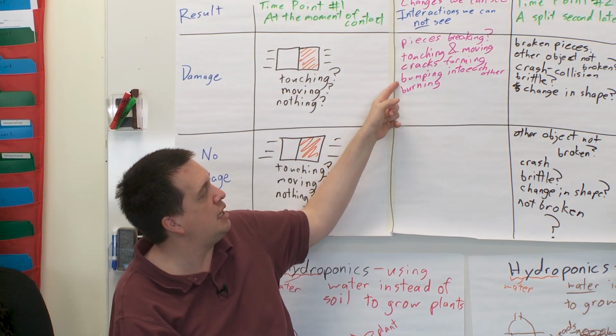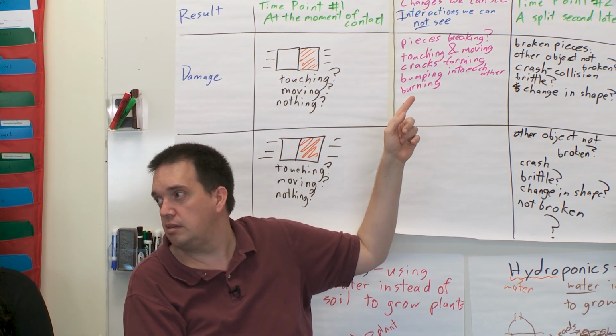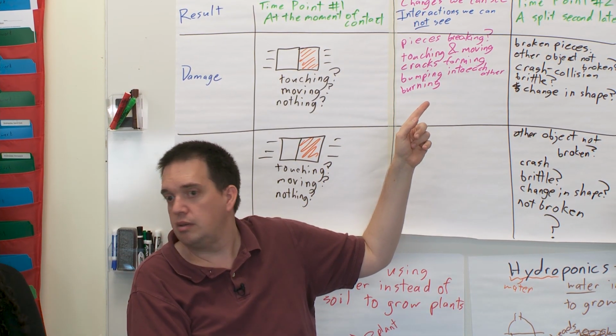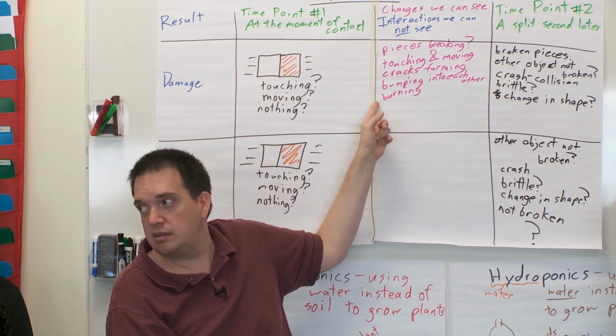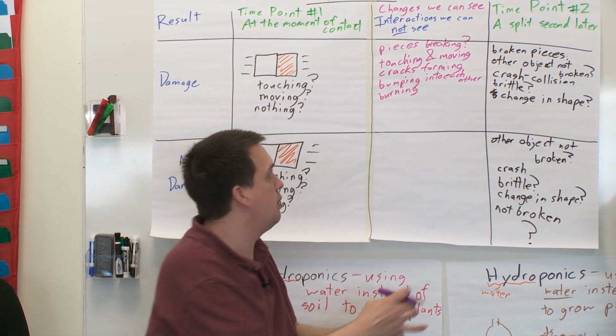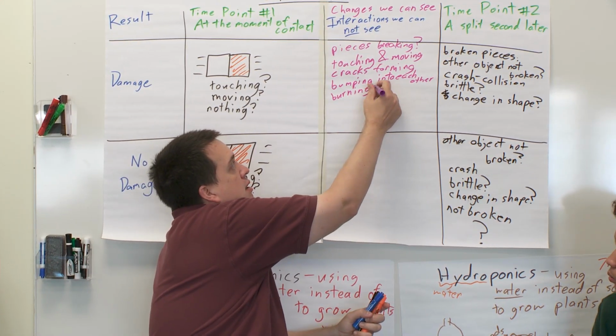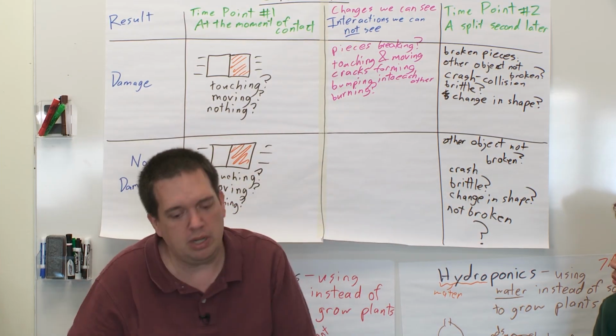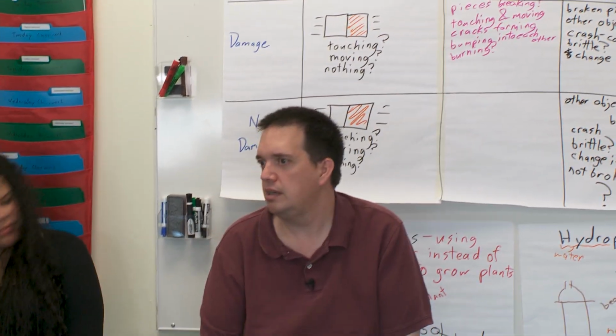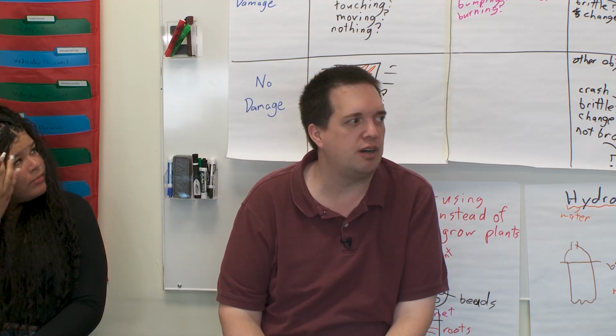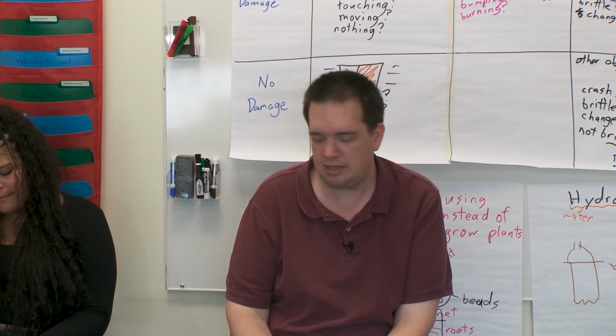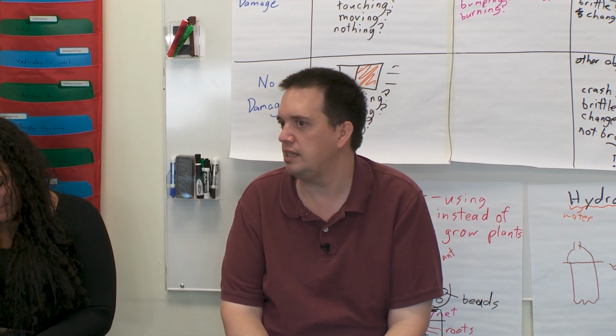Would we definitely see them bumping into each other? Would we definitely see them burning? Okay, so question mark there. All right. Let's try to do something blue here. What are some things that might be happening? It's probably an interaction happening there that we might not see.